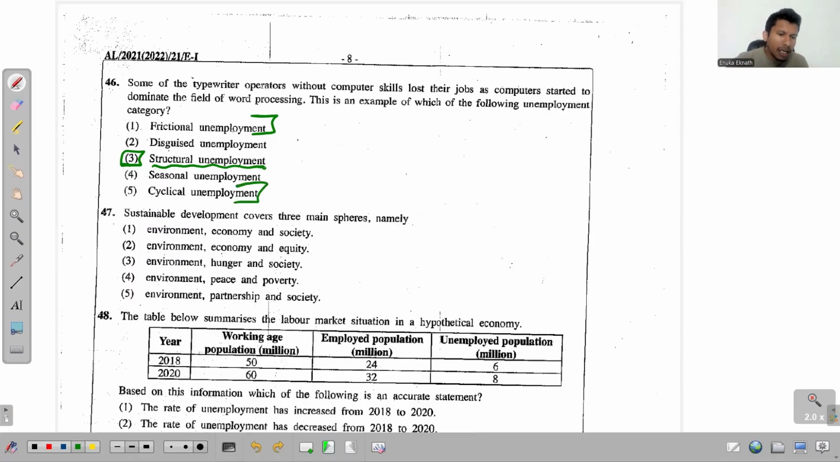And what's this cyclical unemployment? This is the unemployment that occurs as a result of the economy moving through the business cycle. During the recessionary periods, unemployment increases, and then during the expansion period, that cyclical unemployment reduces. Right. So the answer for this question 46 is the third one.